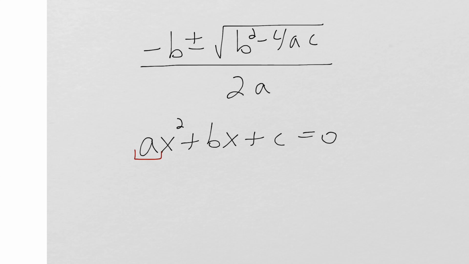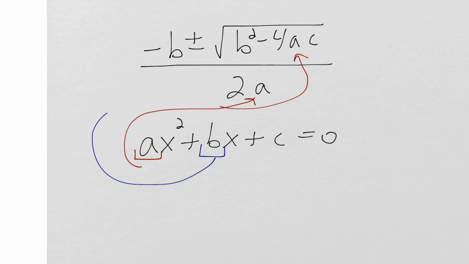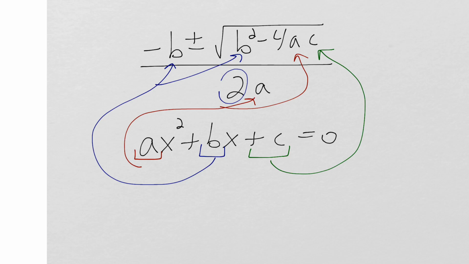The value a, which is in front of the squared term, gets plugged into 2 locations. The value in front of the variable raised to the first power would be called b. That also gets plugged into 2 locations. And finally, the constant, if it's there in the equation, gets plugged into the formula in 1 spot. What's left then is just this 2, which is always part of the formula, and this 4, which is also always part of the formula. So let's see this in action.